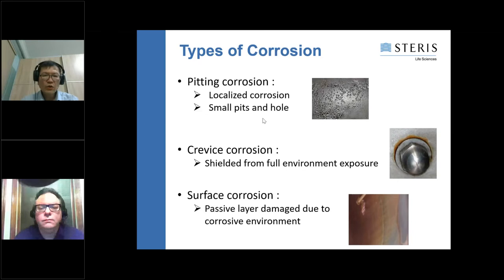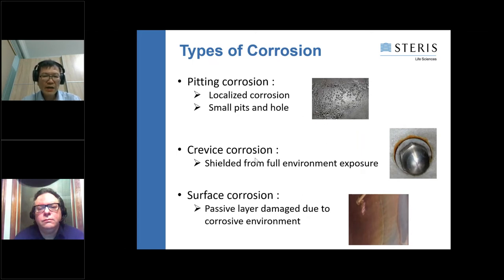So these are the types of corrosion. Pitting corrosion: you can see on the surface small pits, small holes. So these are basically caused by corrosive products such as chlorides that attack the surface and cause small pits and holes on the surface. So once you have this, you will need mechanical or electropolish to remediate this kind of corrosion.